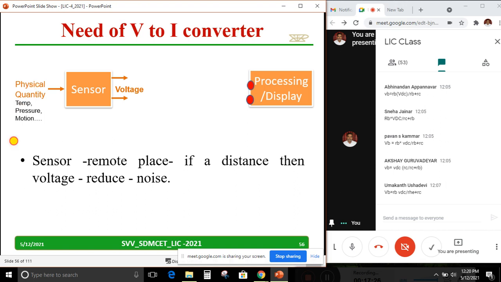I have a lot of physical quantities, say temperature, pressure, motion, etc. And a sensor I use. Sensor will convert a physical quantity into voltage. And whenever I connect these two, this is a terminal, to the processing or a display unit, there will be a lot of distance. For example, sensing in the industry I am doing somewhere, controlling unit will be somewhere in some other room. If I simply directly connect these two lines to the processing, automatically the voltage will reduce. So this will not be a proper measurement of the physical quantity.